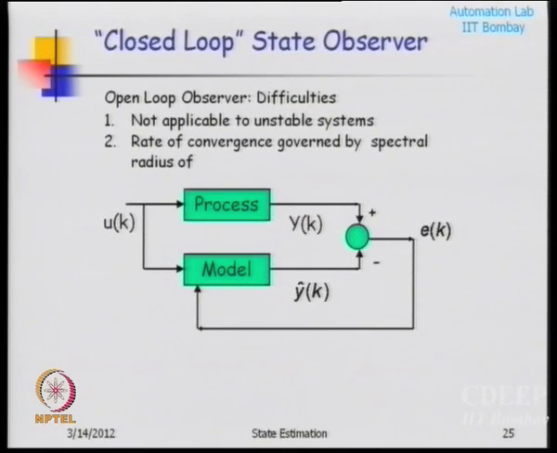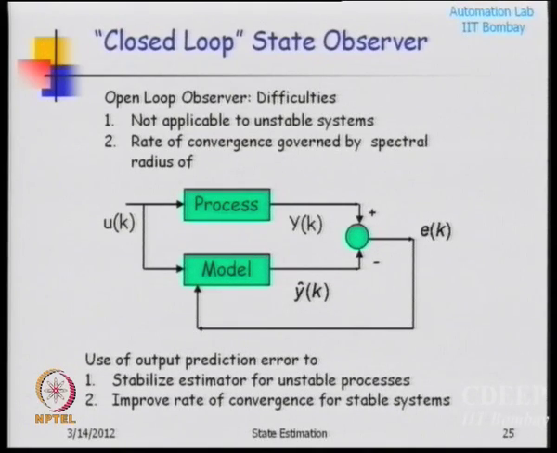I am estimating states using my model, which is running in parallel to the plant. The process is running, and I get measurement yk. I can also estimate what yk would be. I can find the difference between the two and use it as a feedback correction. This error between y measured and y estimated is called innovation. This innovation is used to correct the estimator. I can use this idea of feedback to stabilize or to make the dynamics faster.